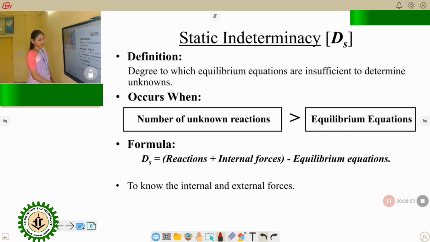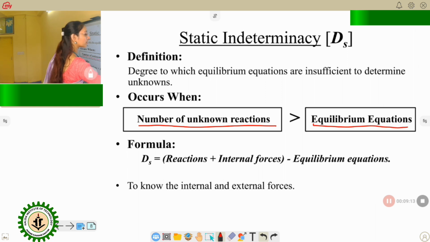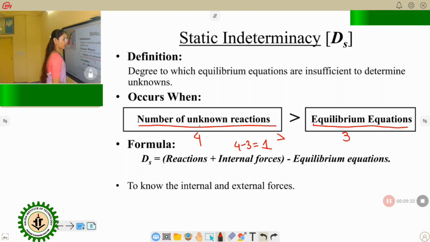Now, in the next slide, what is static indeterminacy? Static indeterminacy is what we discussed in the last slide also: the degree to which equilibrium equations are insufficient to determine the unknowns. That means it is the number of unknown reactions and how much it is greater than the equilibrium equations. Let us assume the unknown reactions are 4 and the equilibrium equations for 2D are 3. That means this is obviously greater than this. So here the degree of static indeterminacy is 1, that is 4 minus 3 equals 1.